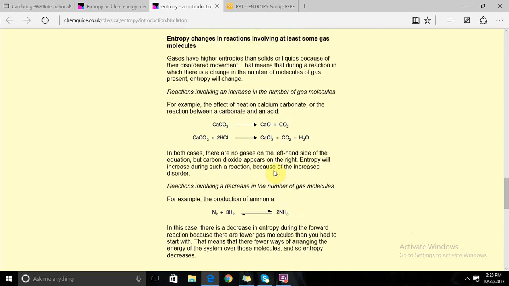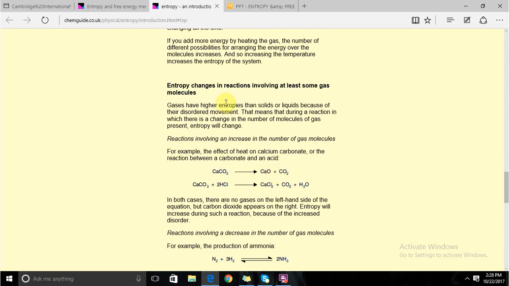Hopefully this was helpful. Entropy changes in reactions involving at least some gaseous molecules. As mentioned previously, gases have higher entropies than either solids or liquids because they have a more disordered movement. During a reaction in which there is a change in the number of molecules of gas present, entropy will change.